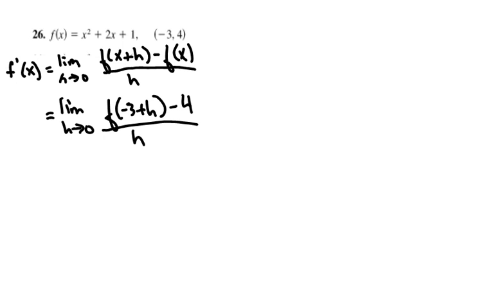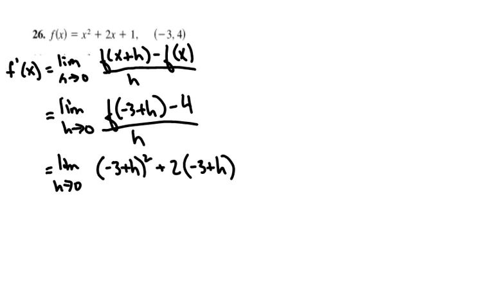Now you could have plugged those directly into the original function, but we've taken an extra step here. So we want the limit as h goes to 0 of (negative 3 plus h) squared plus 2 times (negative 3 plus h) plus 1. And then that's going to be minus 4, and all over h.